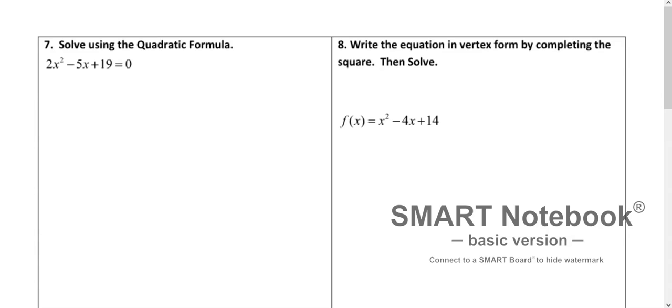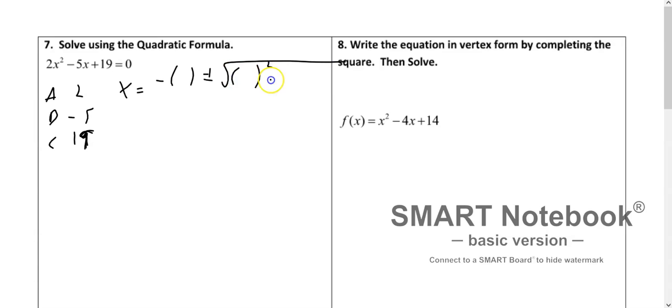Right, number 7. Again, use the quadratic formula. So, a, b, c: 2, negative 5, 19. There's the 19 I was looking for. So, again, x equals the opposite of b plus or minus the square root of b squared minus 4ac all over 2a. This is why I like to put this in first, because notice my b is negative. That doesn't mean I just write negative 5. It's still the opposite of negative 5. I'm going to square negative 5 here.